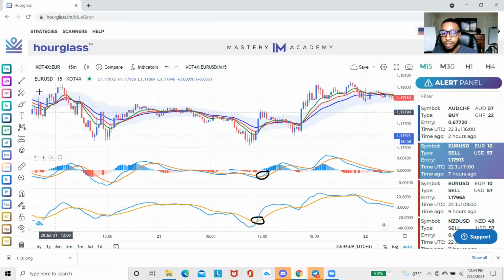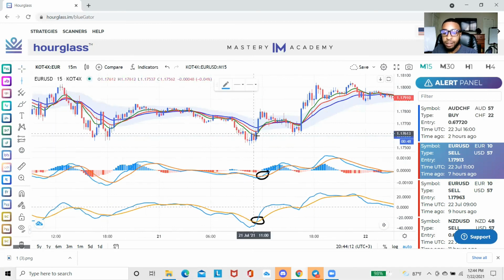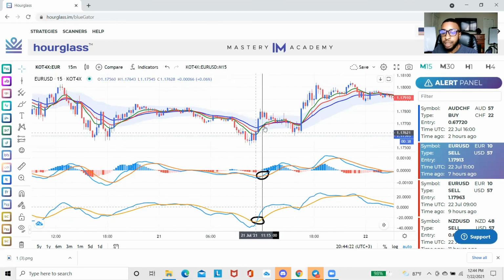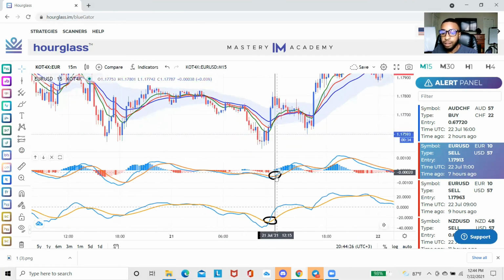Once you see the cross, you want to then wait for the market to get above, right? Cross happened here. You then want to wait for the market to get above your cloud as well as your EMAs, okay? So notice how our cross happened here. The market is above our cloud. It's also above our EMAs.